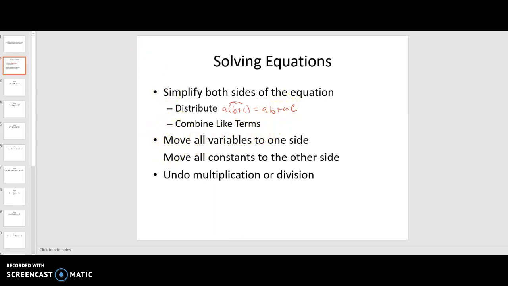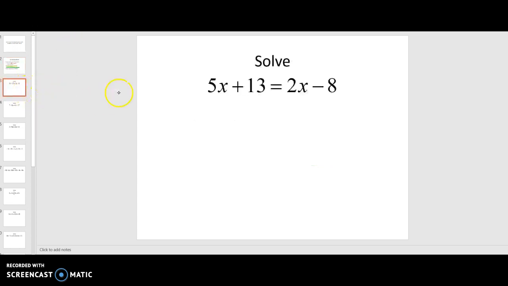Now, my goal is to always move the variables to the left side of the equal sign and then move all the constants to the right side of the equal sign. And then you're basically going to undo any multiplication or division. Okay? So if you look here, in this first example, here's the equal sign. If I draw a line down there, you have the left side and the right side. Now, it's generally easier if you divide by what's on the left. So that's why I always say bring the variables to the left.